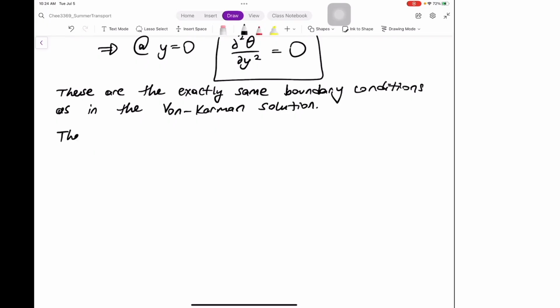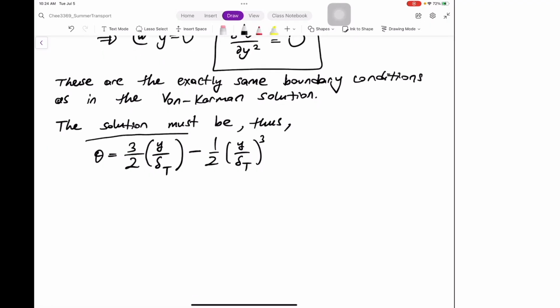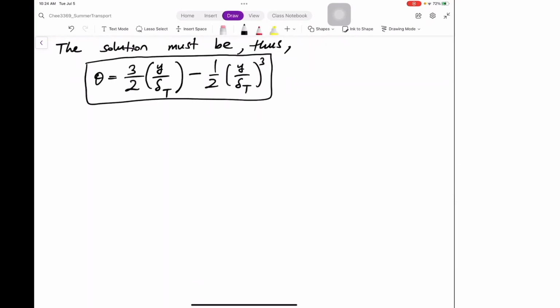So we can say the solution must thus be theta is equal to 3 over 2 y over delta t minus 1/2 y over delta t cubed. That's our solution. Okay.